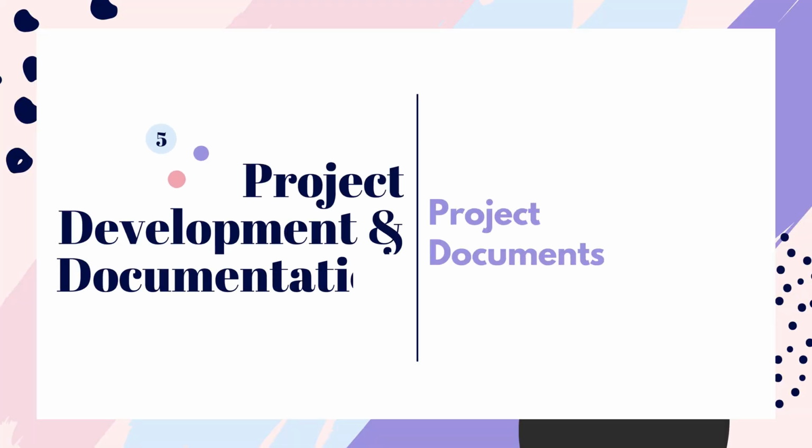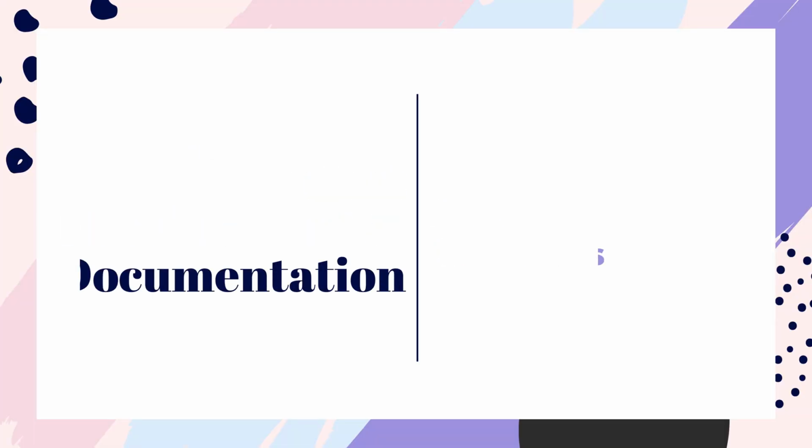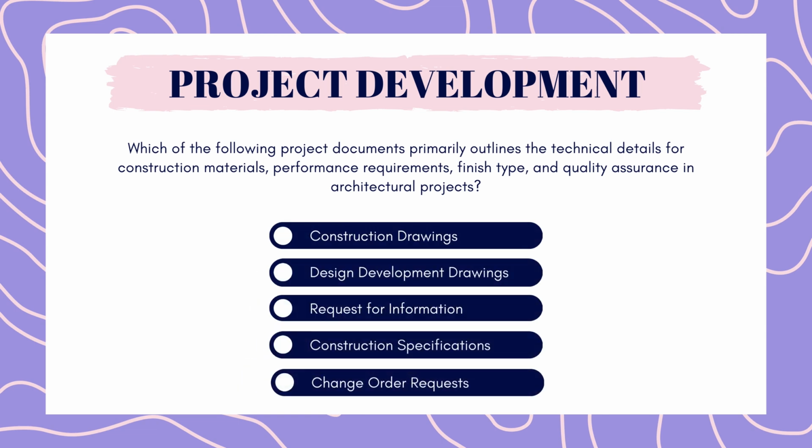Now on to project development. Which of the following project documents primarily outlines the technical details for construction materials, performance requirements, finish type, and quality assurance in architectural projects? Construction drawings, design development drawings, requests for information, construction specifications, or change order request? Pause here to answer.